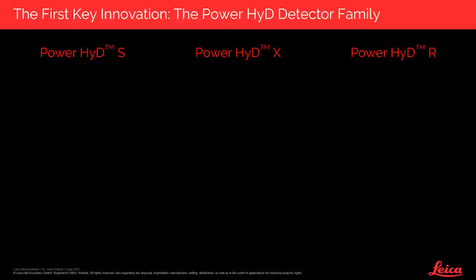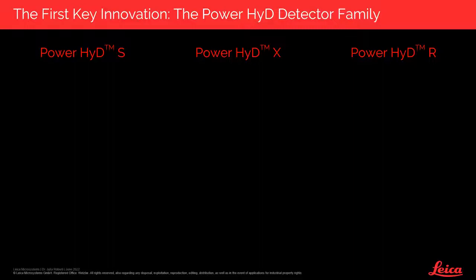And now, in the next slides, I want to go more into the technology details that enable these benefits. So I will start with the detection capabilities behind the STELLARIS detectors. The Power ID family is built on 2 main architectures.